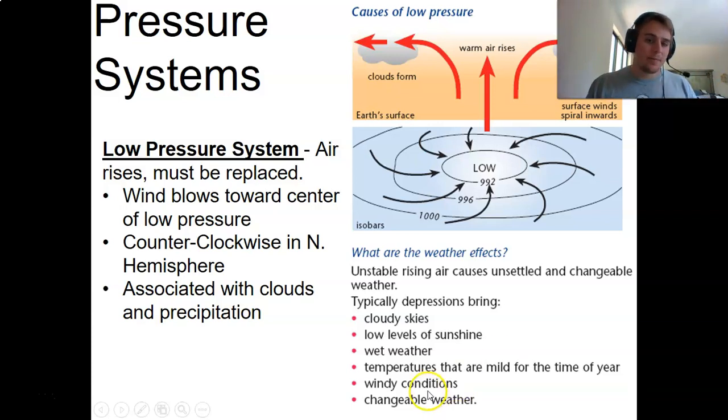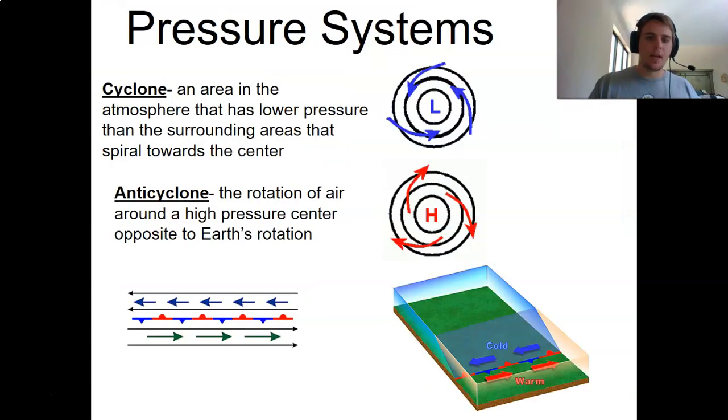Usually very windy, and the weather can be pretty unpredictable in many cases as well. Now there's this idea of cyclonic movement, and that just means this spiral movement. The pressure systems that we just talked about, we got low pressure and high pressure. A cyclone is an area in the atmosphere that has lower pressure than the surrounding areas, and that spirals towards the center. That is what a cyclone is.